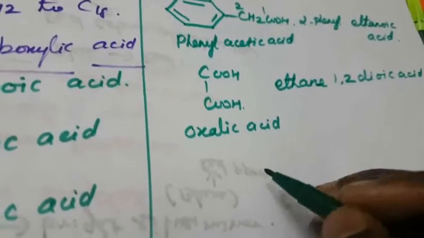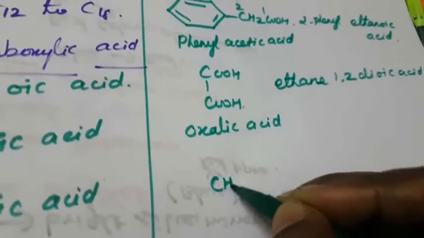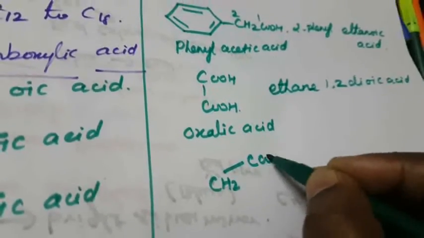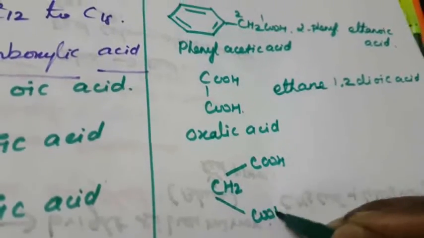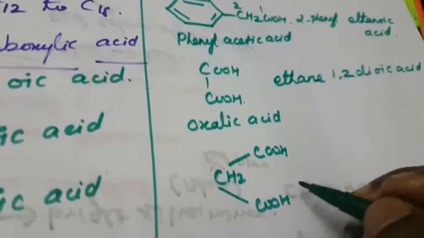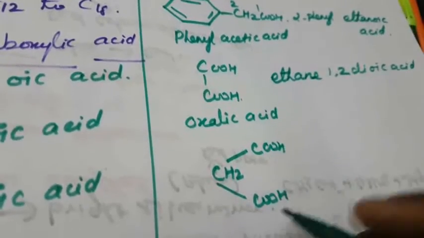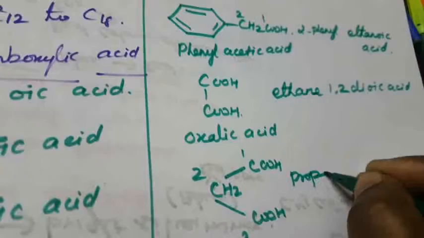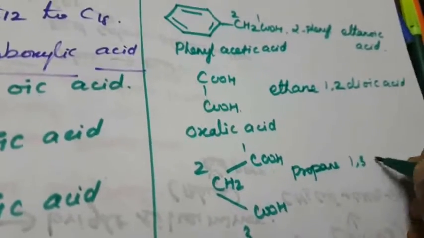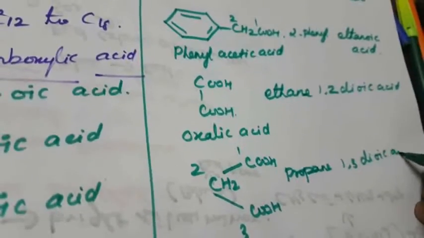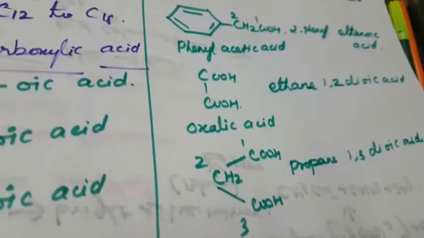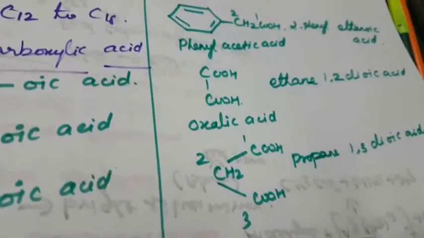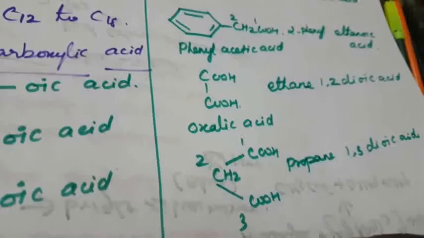Another one has 3 carbons. Again I am writing here COOH, then COOH. With 3 carbons, what is the root word? Propane, 1, 2, 3. So propane-1,3-dioic acid. Propane dioic acid, and the common name is malonic acid. The 3-carbon dicarboxylic acid is called malonic acid.